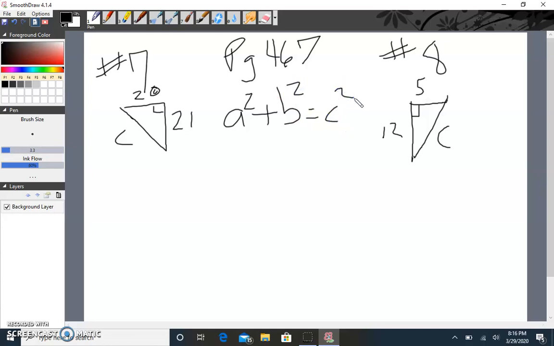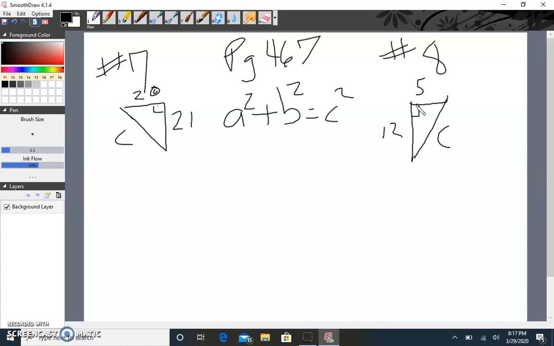Now these only work when it comes to right triangles, and we know that both of these in number 7 and 8 are right triangles because of the little square box right there and right there that tell us that these are right angle triangles. So they have that 90 degree there. We can use a squared plus b squared equals c squared. It doesn't matter which side is a and which side is b. One side is the other.